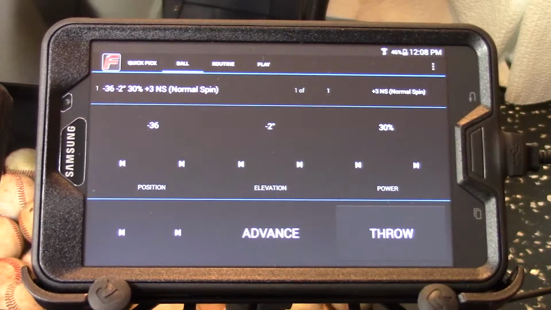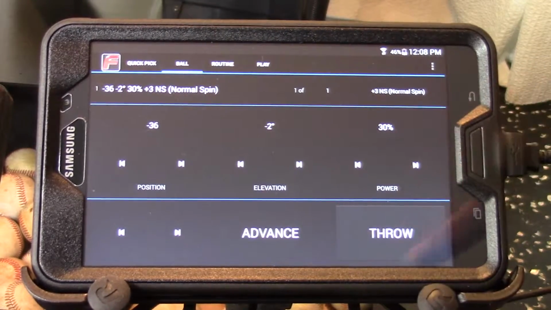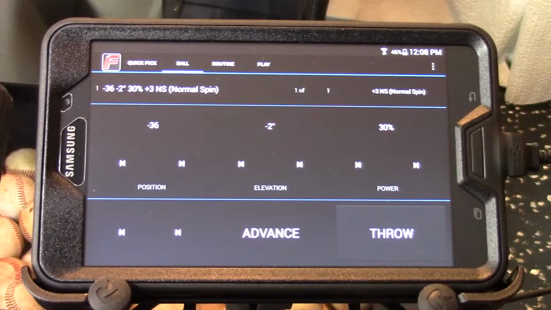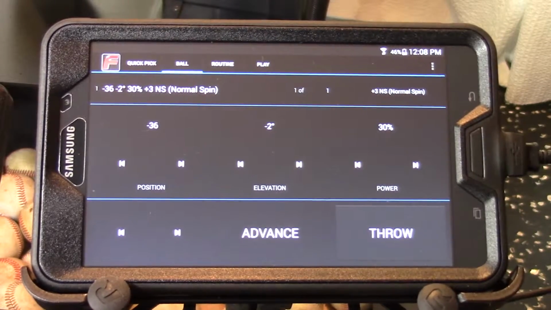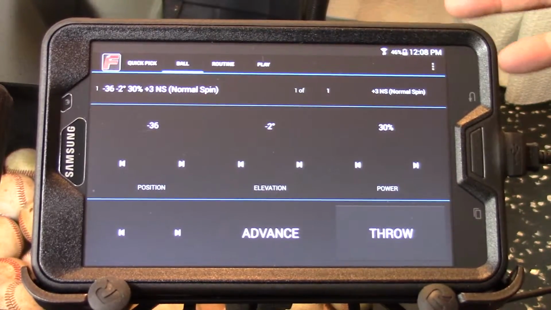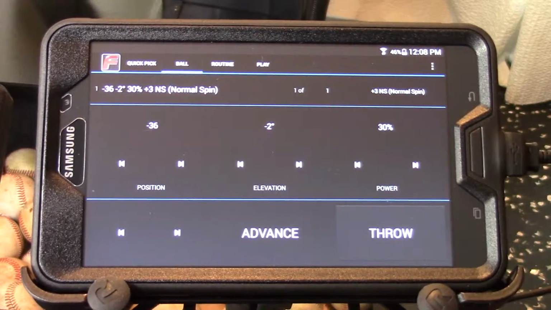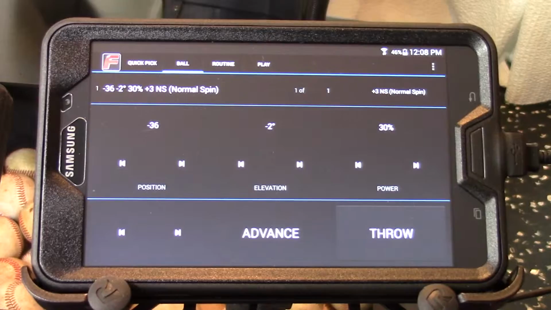On the percentage of power, you'll notice from 0 to 100% of power is where we choose the power. This number represents the bottom wheel speed. In other words, 30% means the bottom wheel speed is 30% of maximum power.